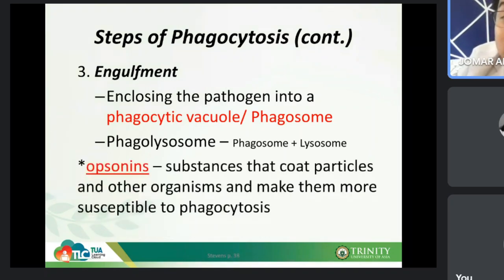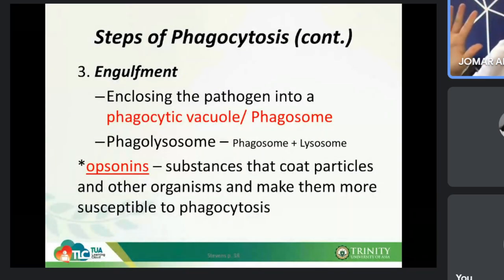And that is through the help of substances that coats the particle that makes the pathogen more susceptible to phagocytosis. And these are substances which we call generally as opsonins. Ang opsonins natin can be of different types. Your opsonins can be your antibodies. Your opsonin can be your complement protein. Your opsonins can be your acute phase reactants. Yung mga opsonins na yan, kunwari ito yung pathogen. Yung opsonins na yan, irarap nila yung ating pathogen para si phagocyte, kunwari si monocyte or si dendritic cell, mas mabilis niyang makita, mas mabilis niya rin ma-engulf yung pathogen that is present inside your body.